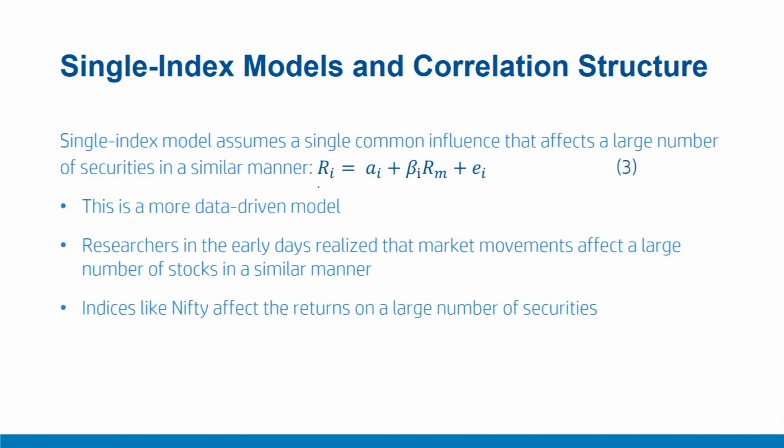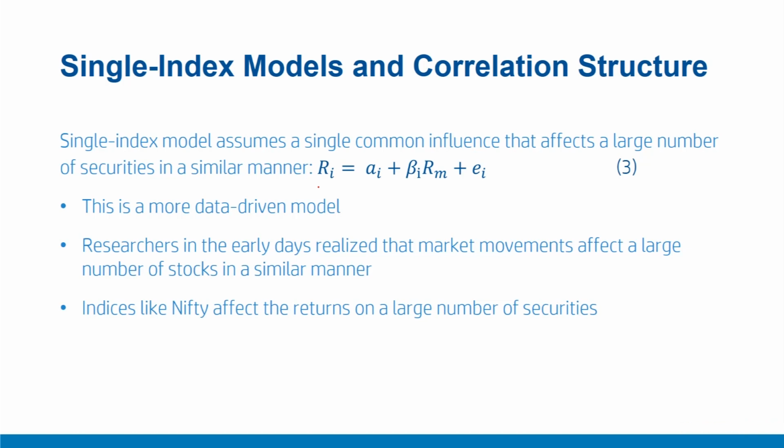This search for correlation structure across securities has led to an important set of models called single index models. These models assume a single common influence that affects a large number of securities simultaneously in a similar manner. The single common factor is responsible for the co-movement of a large number of securities, thus simplifying the correlation structure to a large extent. The model is based on the evidence that most stocks follow market movements to a certain degree. For example, when the market goes up, a large number of stocks go up and vice versa.